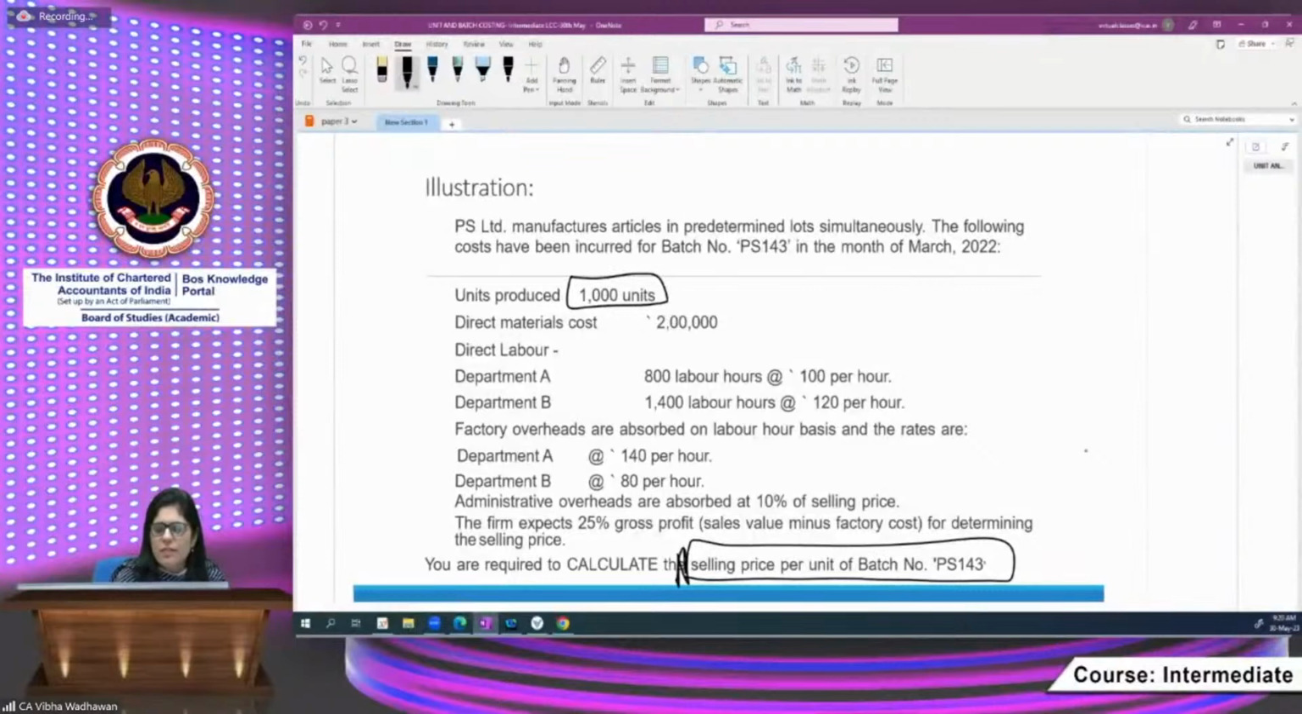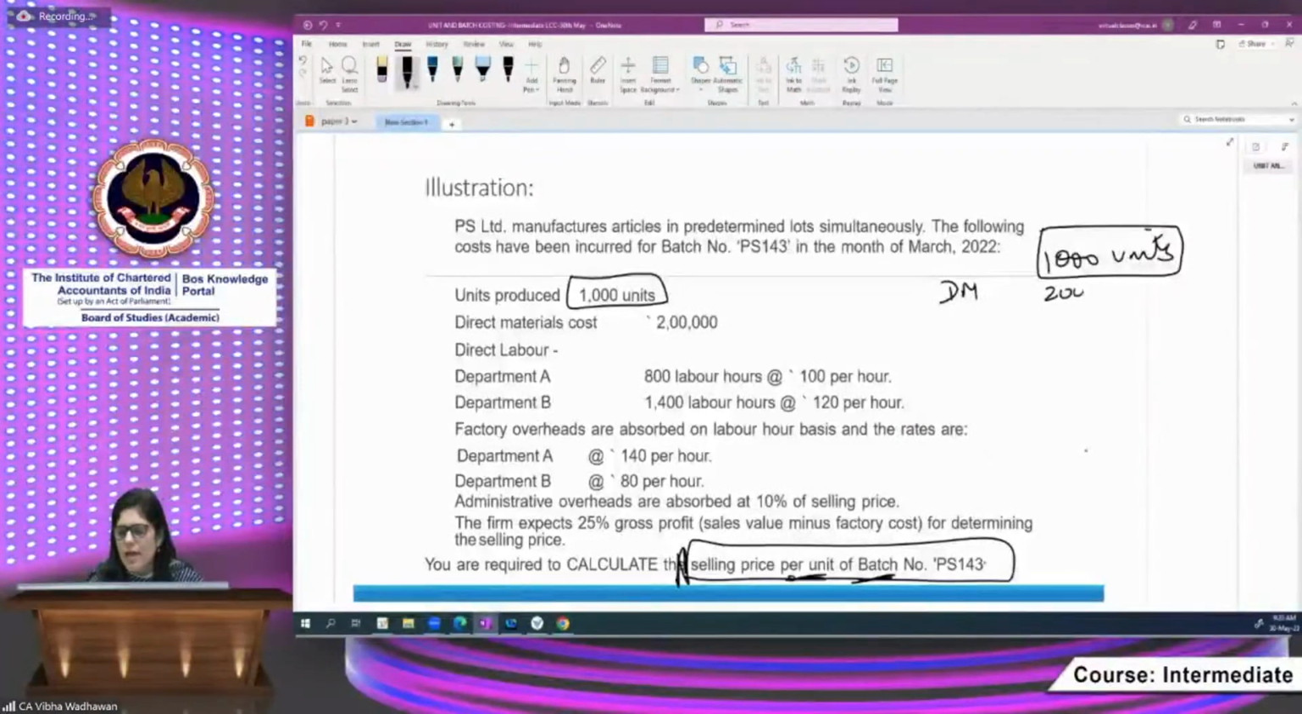Now just take a note of this question. Units produced are 1,000. So first of all, at the top, you have to write the units, 1,000 units. Selling price per unit of batch. So you should have the total cost and the amount also. Material cost. Let's start with material. Material is 2 lakh. Direct material is already given, the actual material cost 2 lakh.